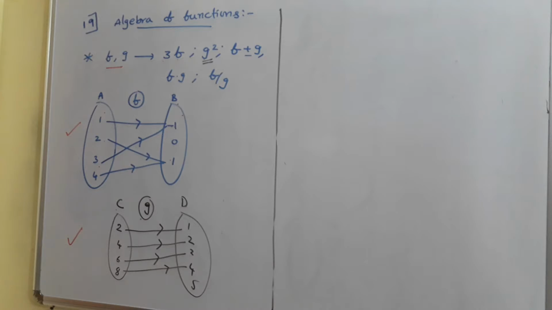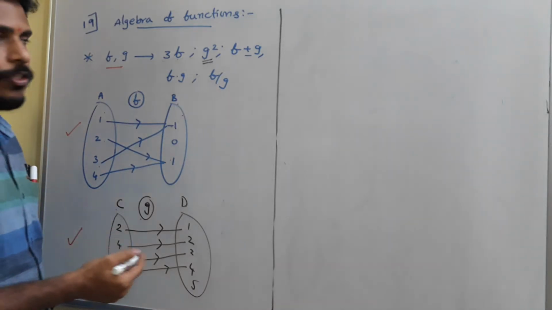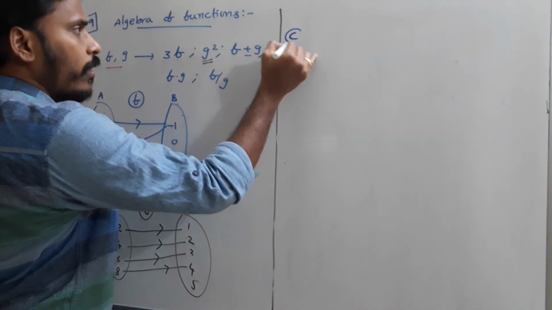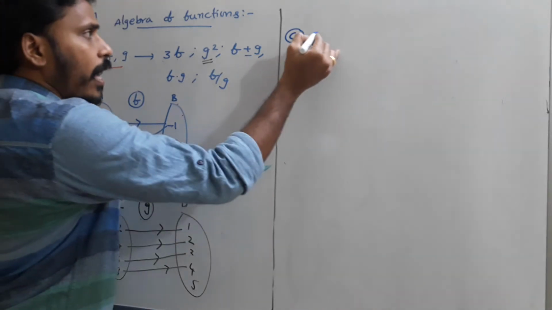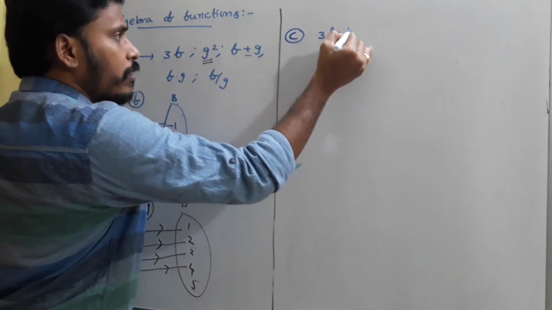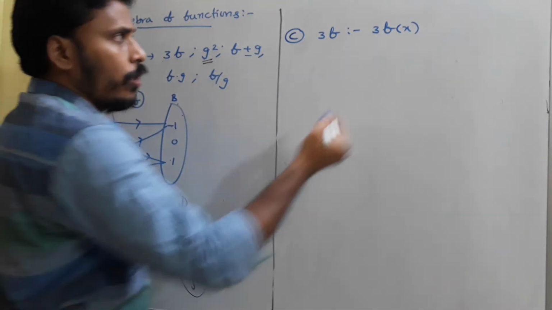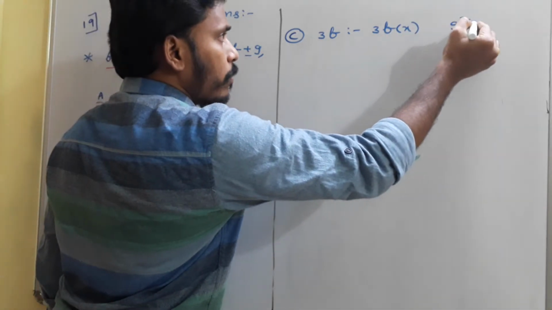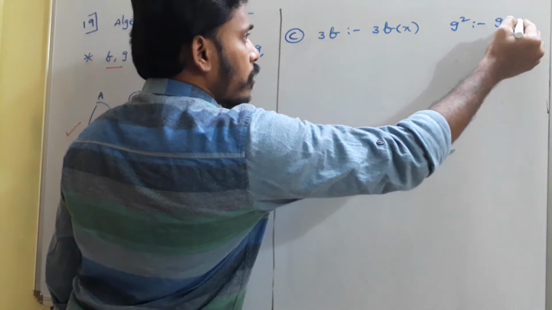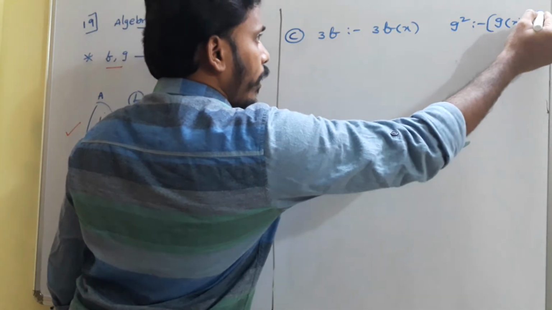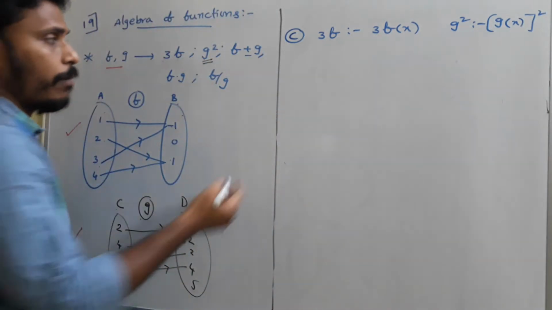Now just think about f plus g or f minus g. So the third one, f plus g or f minus g. As we defined, 3f is simply 3 times f of x, that we know, right? g square is simply g of x whole square. That we know from the examples we discussed.